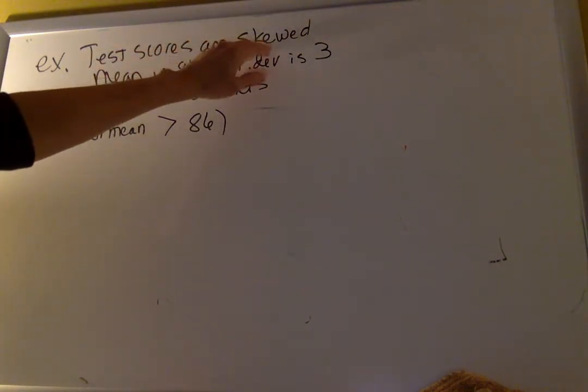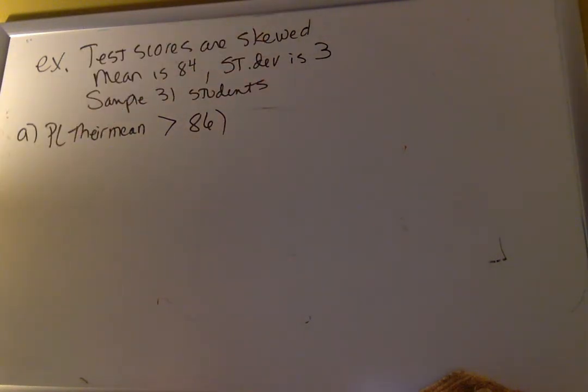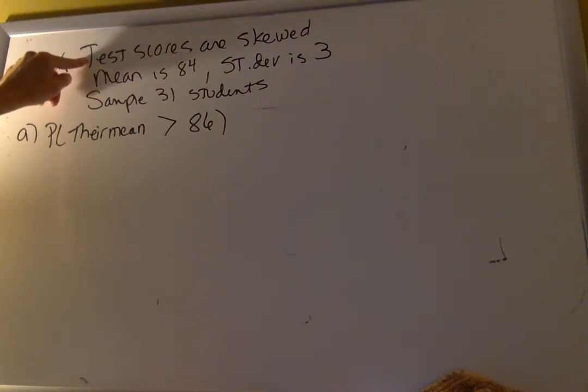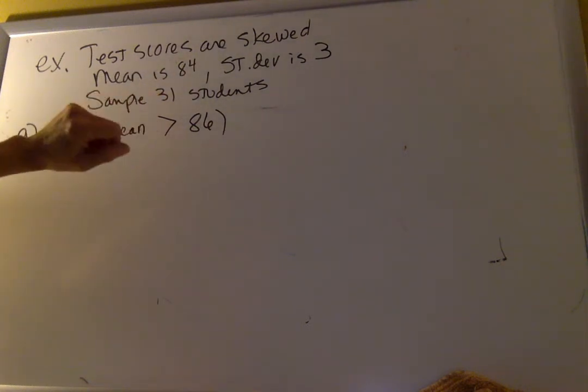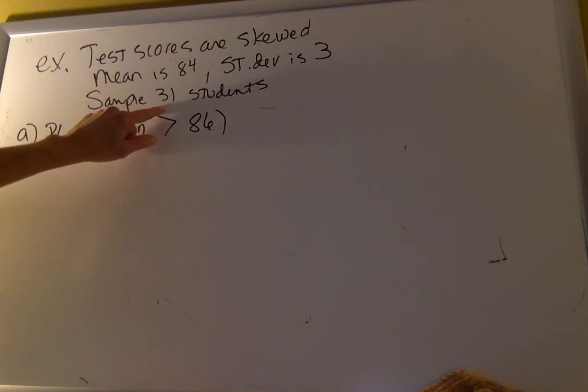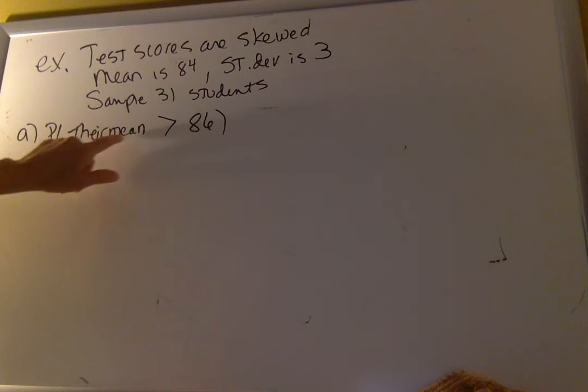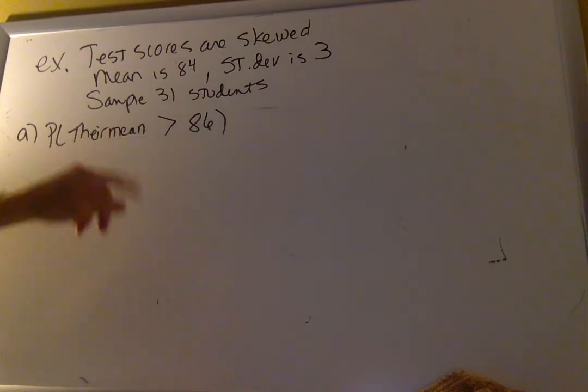But let me tell you something. As soon as I read test scores are skewed, I immediately knew what type of problem this had to be. This cannot be an X problem because we can't work with skewed distributions. So when I read that, I'm like, you better not ask me anything about X. It's fine, you gave me mean and standard deviation. And also I'm thinking, if you ask me any question, you better have a sample size greater than or equal to 30. And I was like, yep, I knew that 31 was coming. And yes, I knew they were going to ask me a question about the mean.